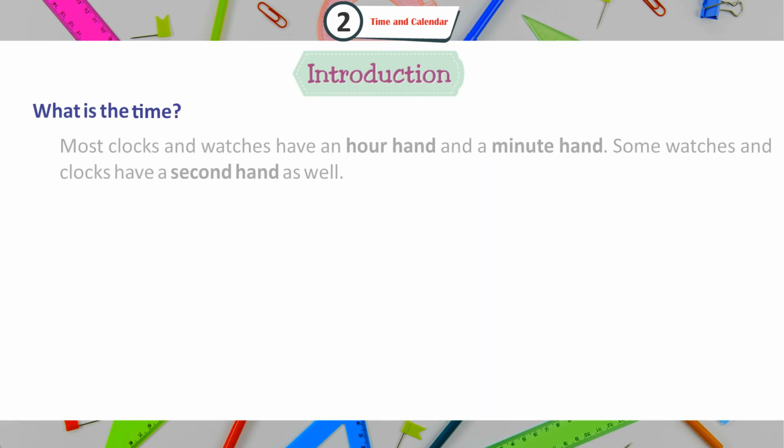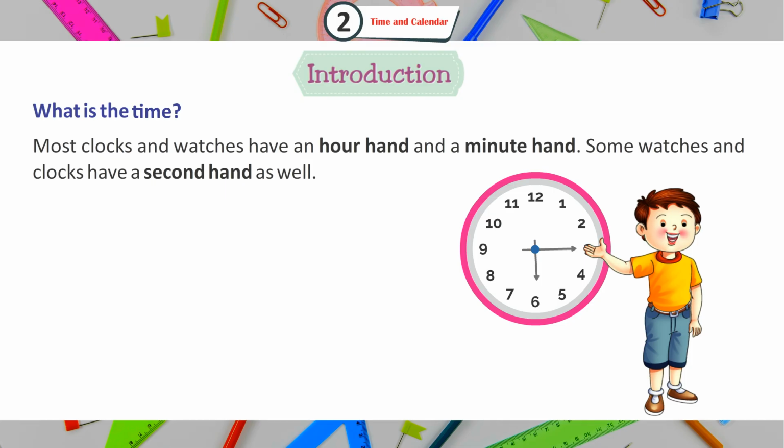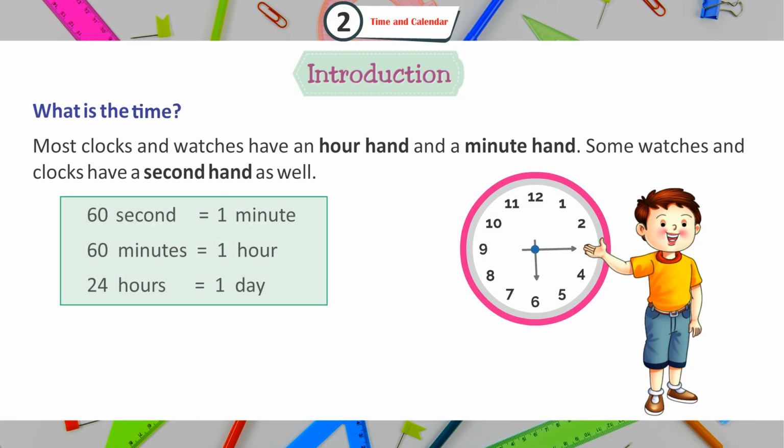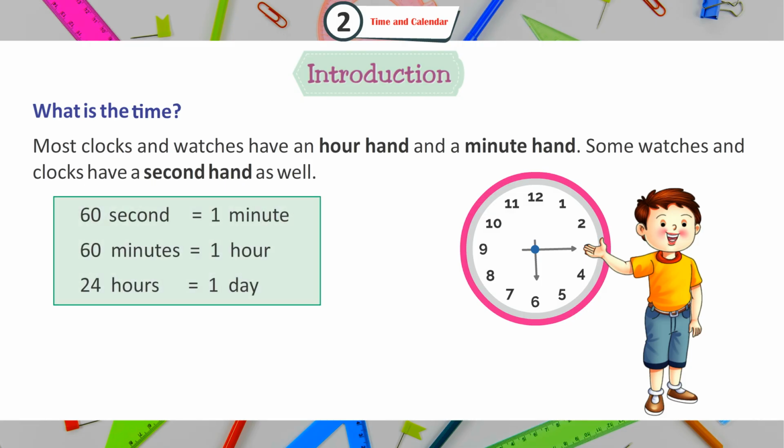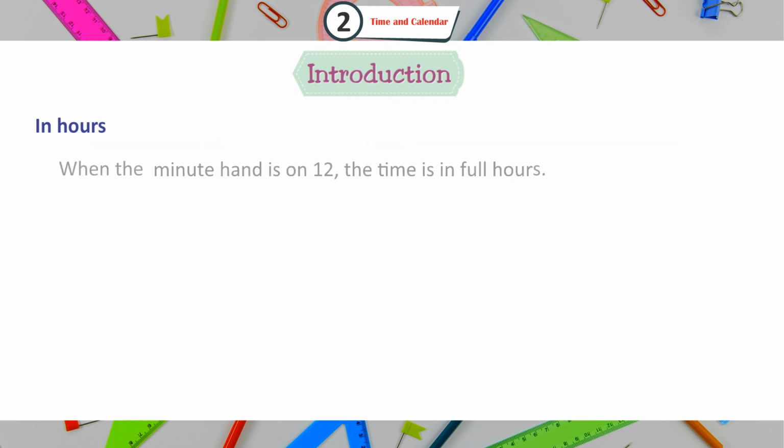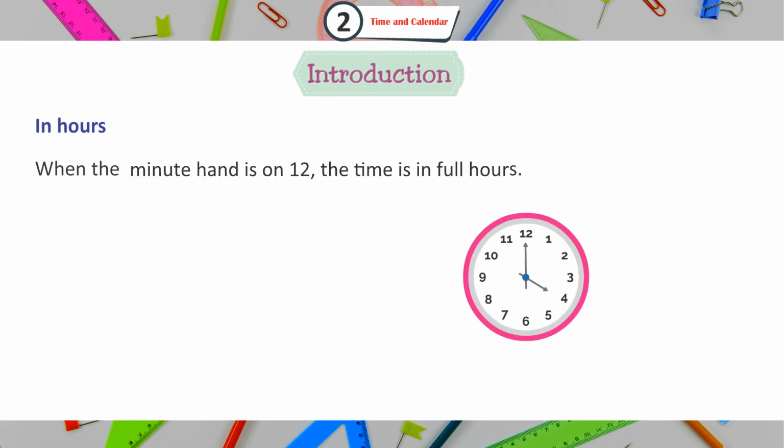What is the time? Most clocks and watches have an hour hand and a minute hand. Some watches and clocks have a second hand as well. 60 seconds is equal to 1 minute, 60 minutes is equal to 1 hour, 24 hours is equal to 1 day. In full hours, when the minute hand is on 12, the time is in full hours.